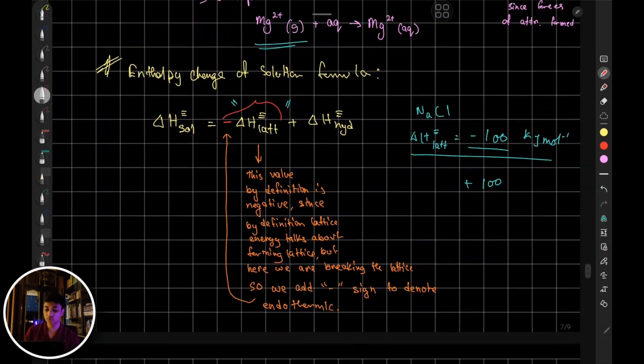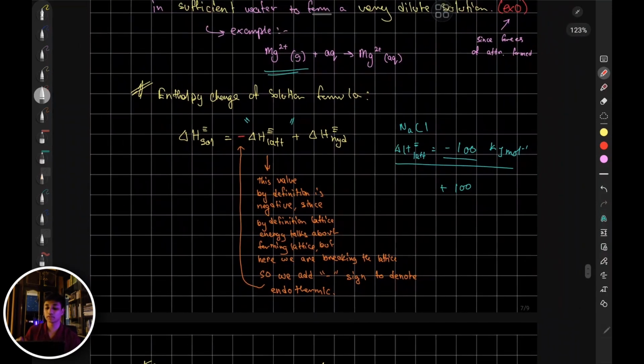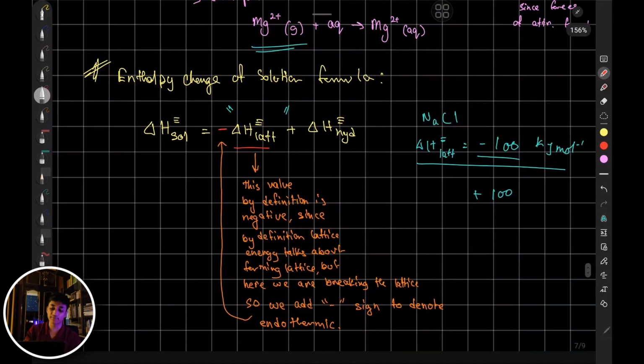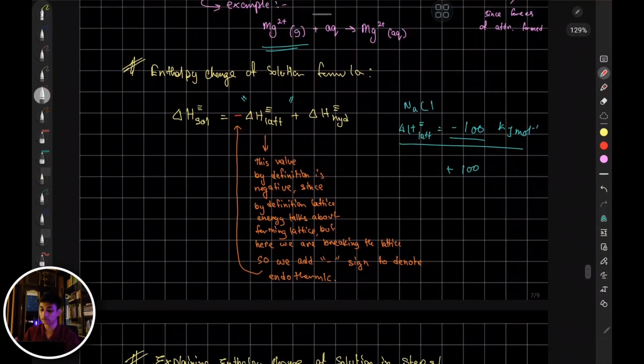Great. So this is how del H lat and del H hydration affect or influence whether or not del H solution becomes endothermic or exothermic. Great.